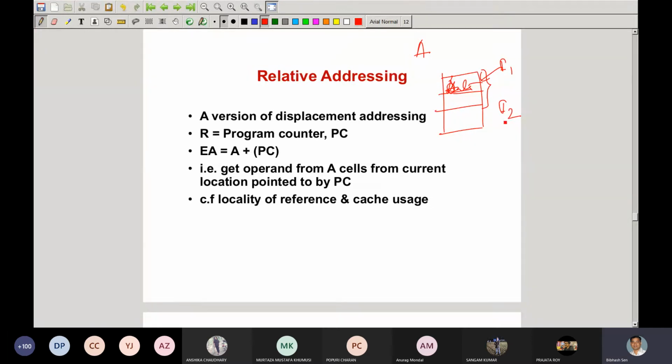Now you are storing the value of I2 here. Suppose some value of I1 is required, but that memory is not sufficient to store it here because of the limited size. Then what can I do?